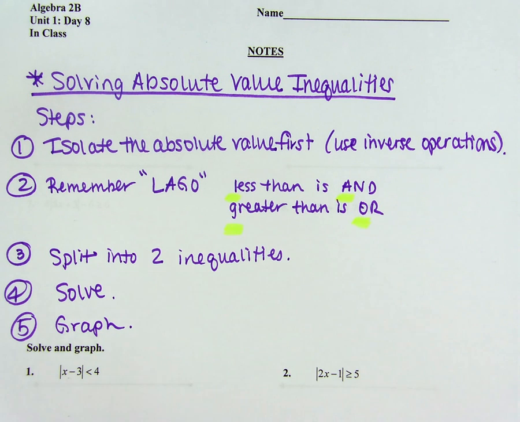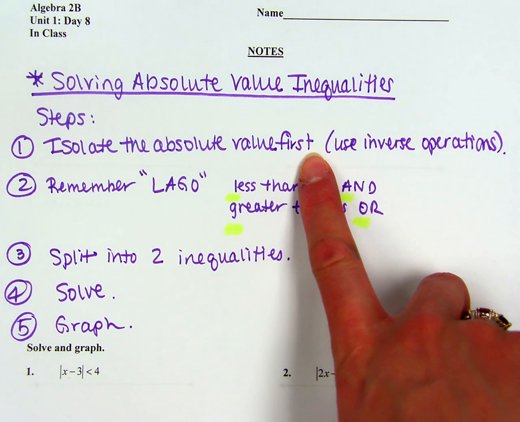Okay, so today is the last video for Unit 1. This is Unit 1, Day 8, and we're solving absolute value inequalities. So it's very similar to what we did yesterday, except that was equations. Here we've got inequalities. And just like yesterday, the first step is going to be to isolate the absolute value first.